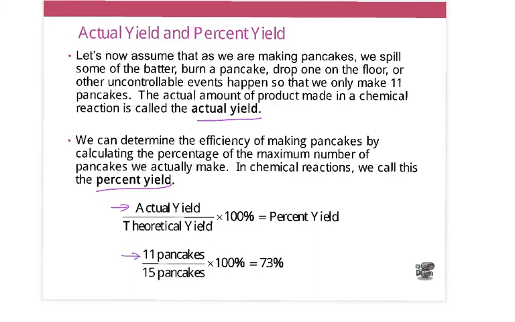So if we made 11 pancakes, if we ended up putting 11 pancakes on the plate, but we really had enough ingredients to make 15, then we take 11 divided by 15 times 100, and it gives us 73% yield. So our percent yield is 73.